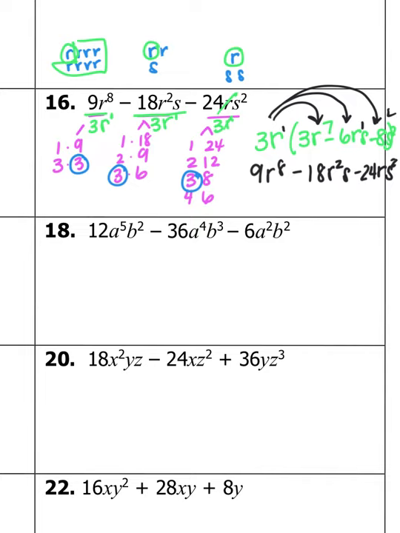So first list out all of your factors for 12, 36, and 6. Keep in mind you have 5 A's and 2 B's, 4 A's and 3 B's, and 2 A's and 2 B's when you think about how many they have in common.